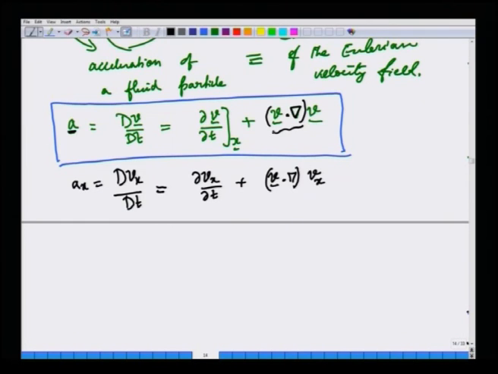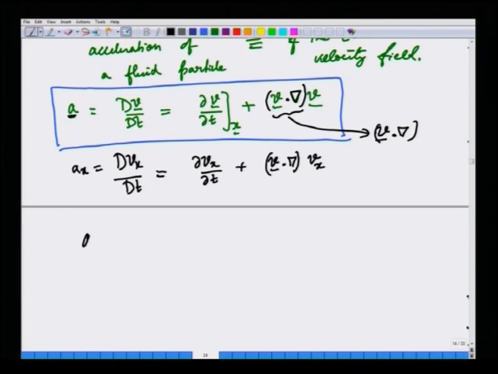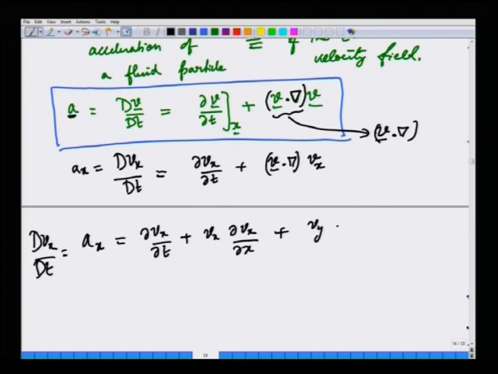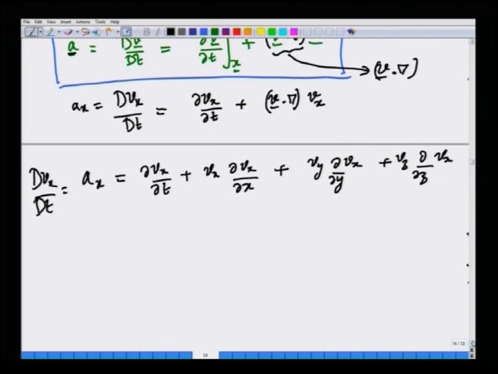There is no need for taking any component here, because v dot grad is already a scalar operator, because both v and del are vector operators, and if you take a dot product you will get a scalar operator. Okay. So, a x is partial v x by partial t, dv x by dt is a x plus v x partial v x by partial x plus v y partial v x by partial y plus v z partial v x by partial z. Okay. So, this is how accelerations can be computed, whenever you have Eulerian velocity field information.